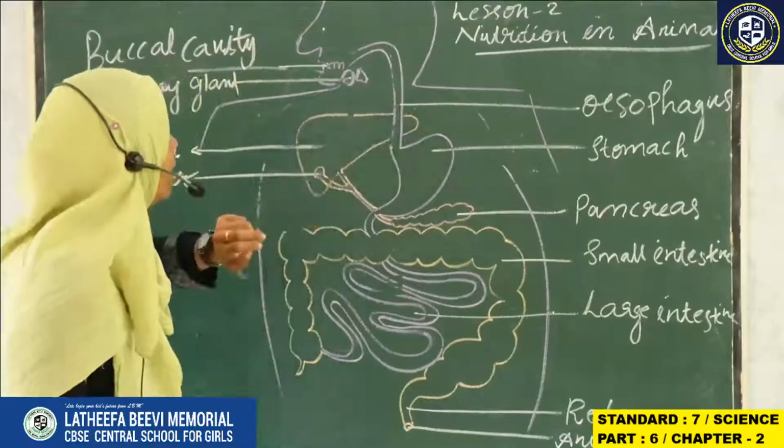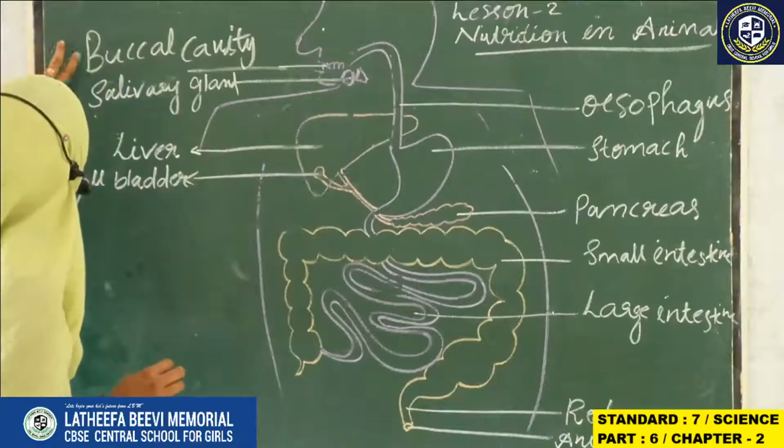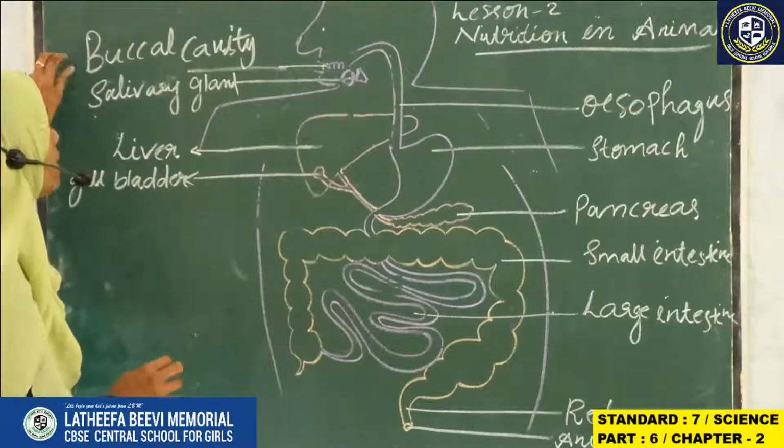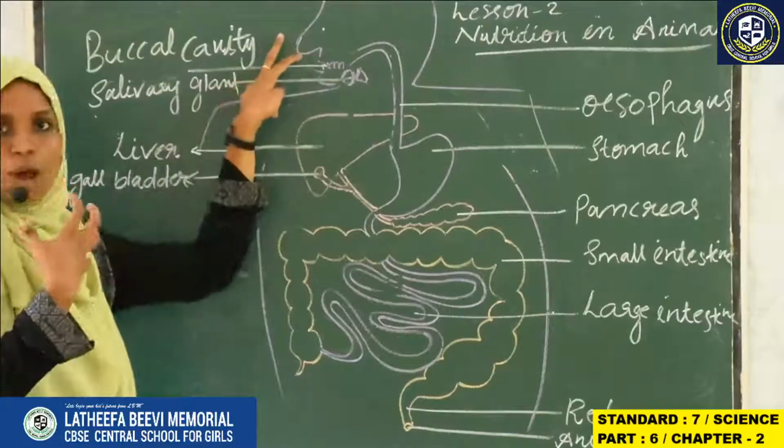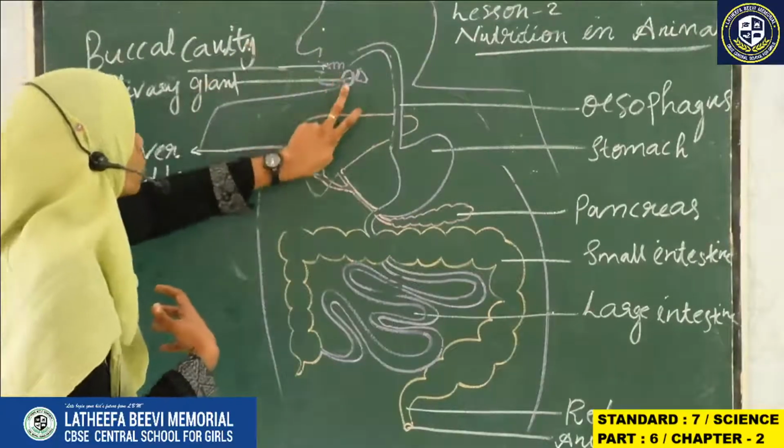Okay, first of all, I'm going to discuss the buccal cavity. So our food starts from the buccal cavity or mouth. Okay, so the food starts from the buccal cavity, then goes to the salivary gland.